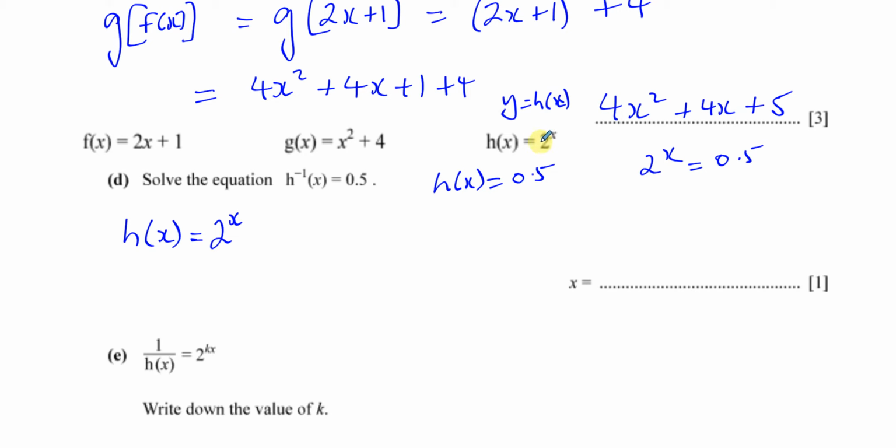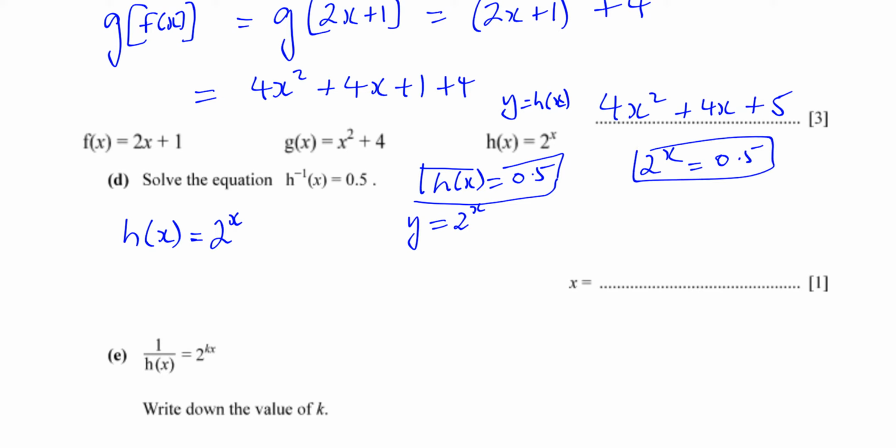So what you have to understand here is that you've got y equals 2 to the power of x. That's what that means. We just call h(x) y. What I mentioned in the beginning about inverse functions when we did part B, I think, is that when we're finding the inverse function, the x and y swap around. So if I was going to solve this question as h(x) equals 0.5, then I would have replaced the y with 0.5, and then I would have solved the question. That's what the question would have been if it was h(x).